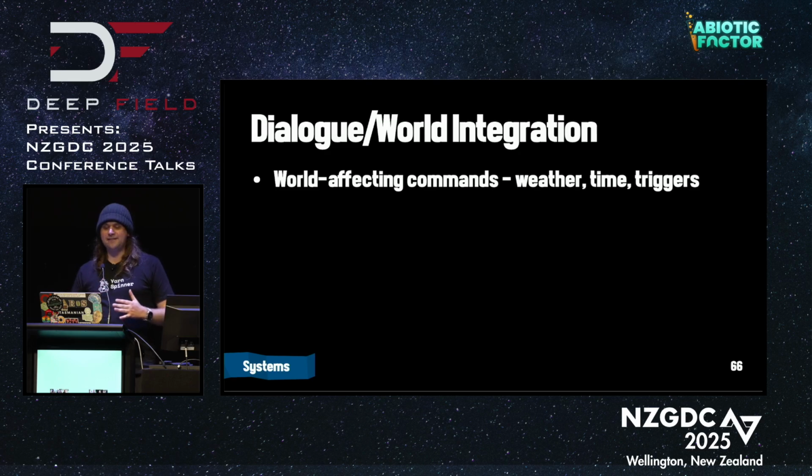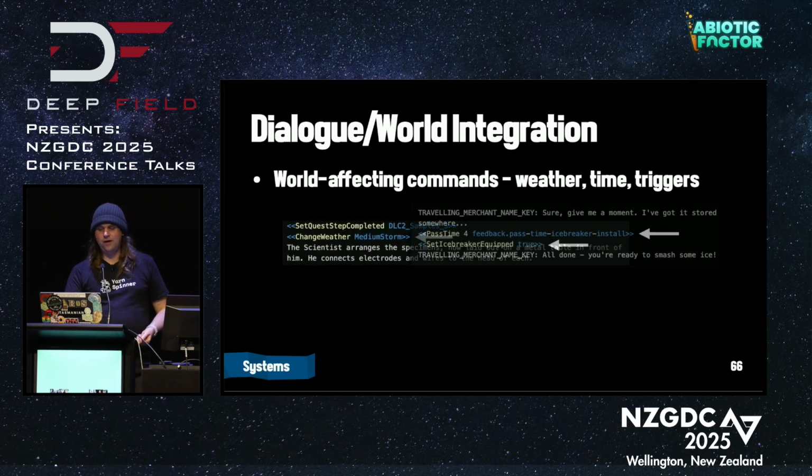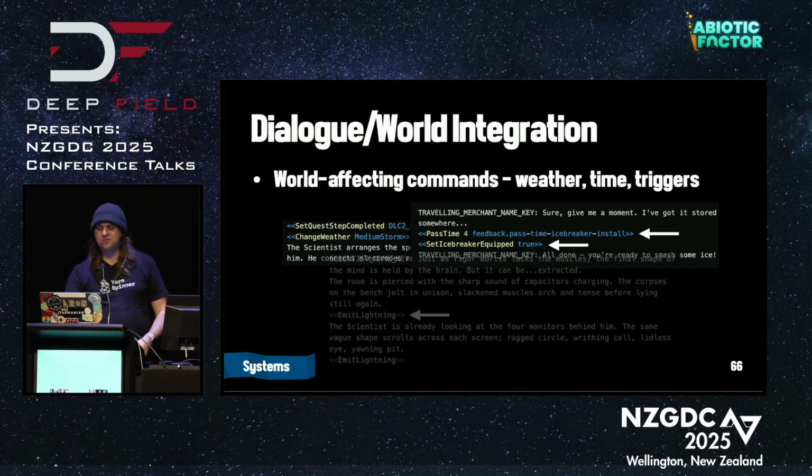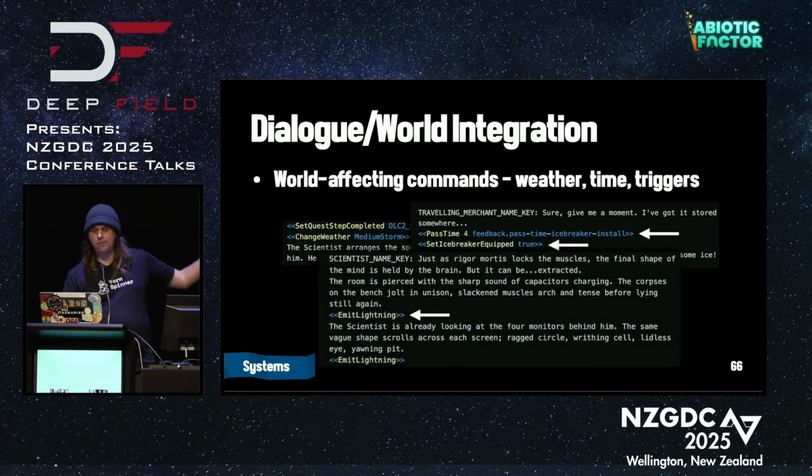There are world-affecting commands that they wrote. So stuff for controlling weather, for controlling time of day, or certain in-game triggers, like this cutscene here where a scientist is doing their evil monologue, and so lightning flashes in the background timed with their lines.